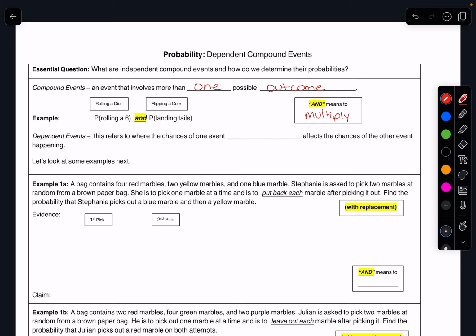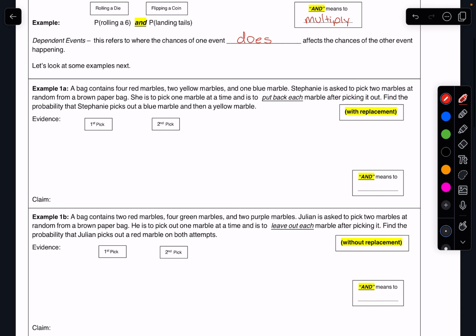Okay, so yesterday independent events were events that were not affected by the previous one. Dependent events, though, are where the chances of one event do affect the chances of another event happening. So let's look at the next examples.